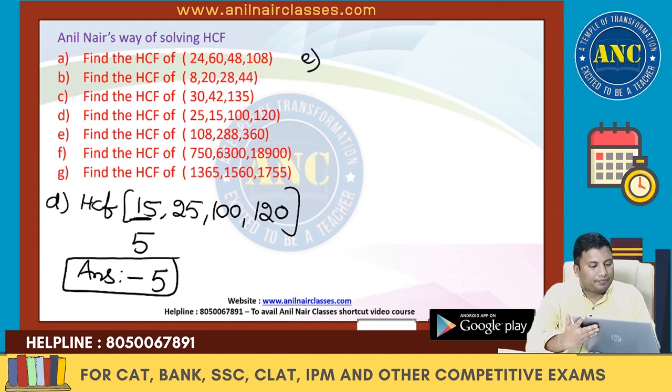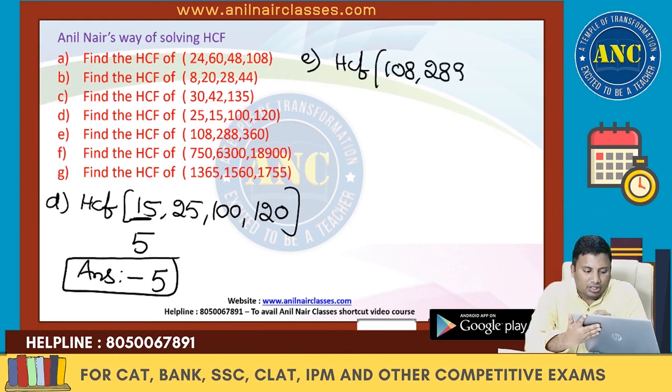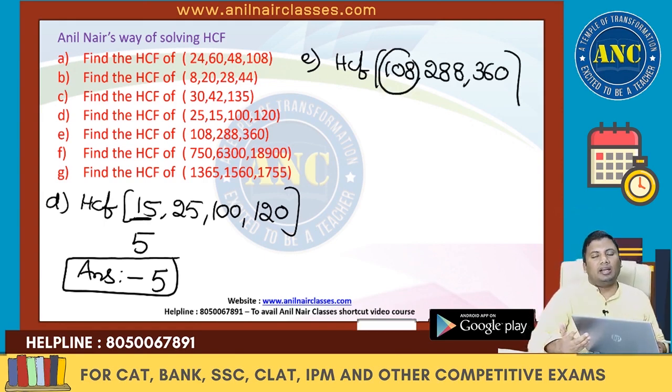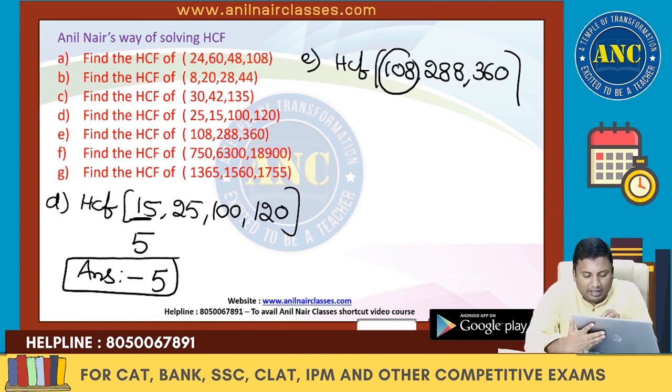Option E. Find the HCF of 108, 288 and 360. Factor of the lowest number, 108. 108 is not a factor of 288. So the next factor is 36.